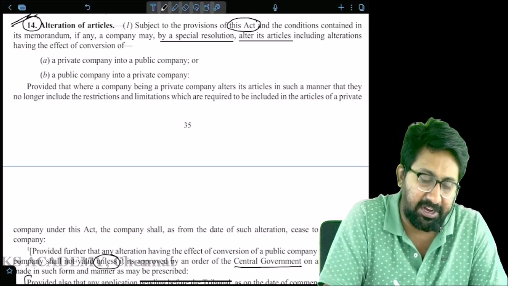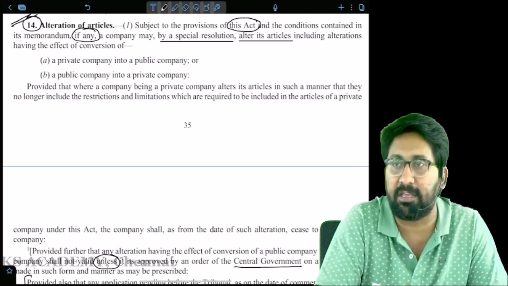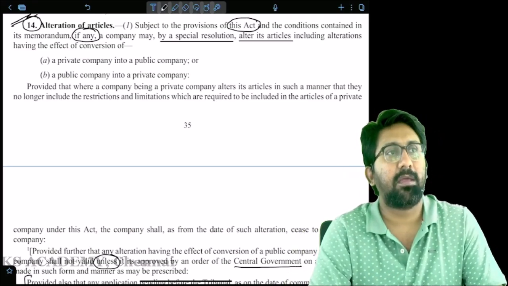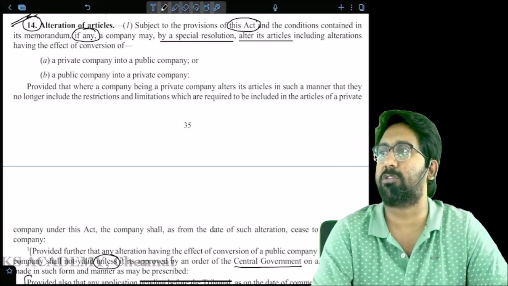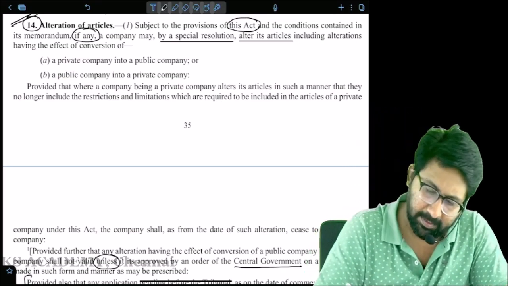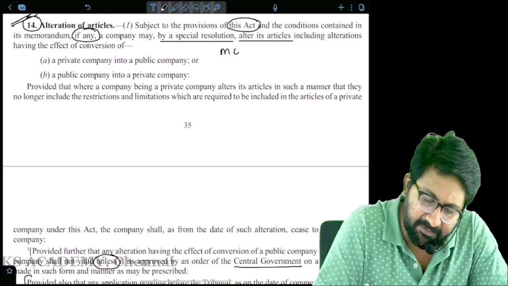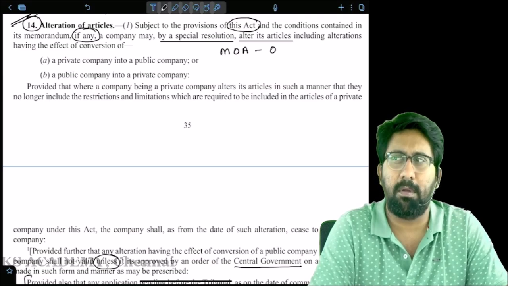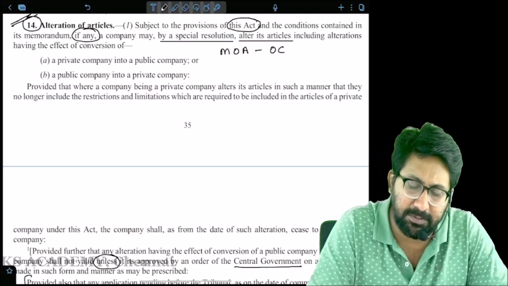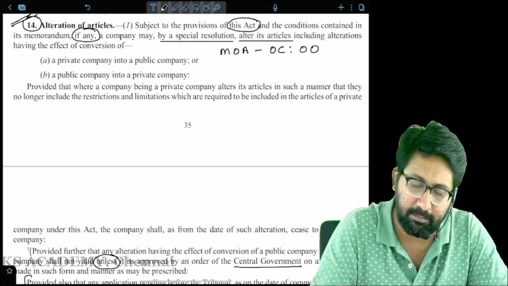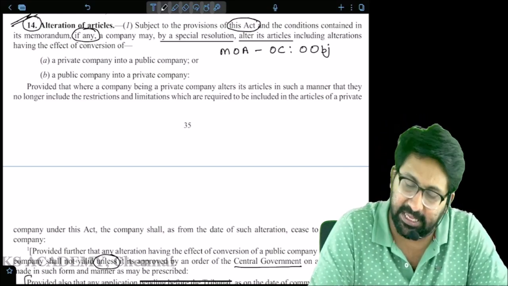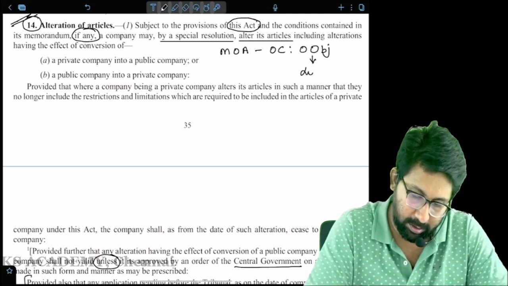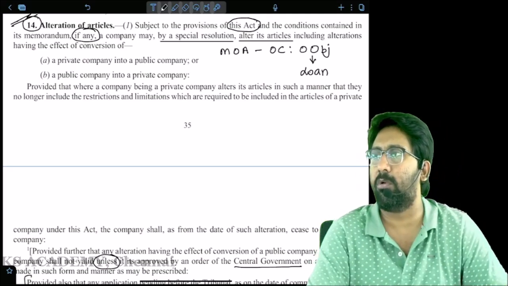Second one, if there are any conditions in the memorandum, if you write anything in the memorandum, okay, so you have to provide for the articles also in the same way. Example I will give you. See here, Memorandum of Association, objects clause, please. In the Memorandum of Association, other objects are there. In this, I didn't write anything regarding loan. Whether company can take a loan or not, I didn't write anything.